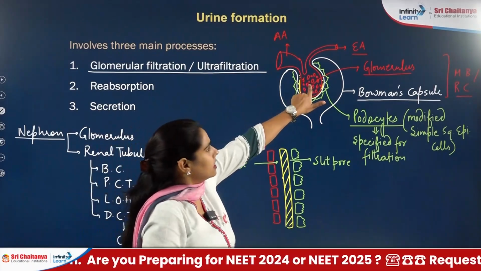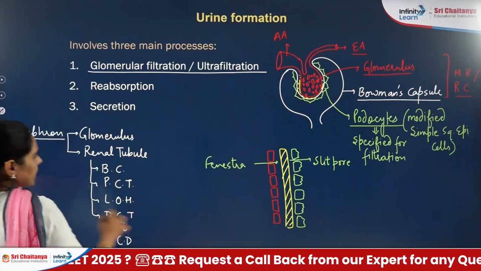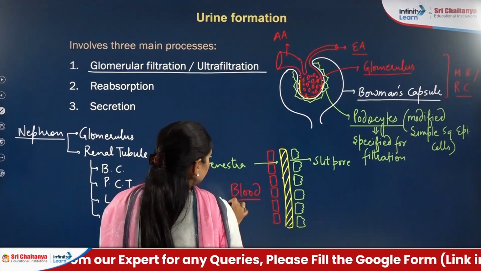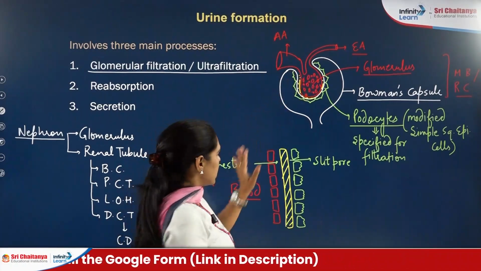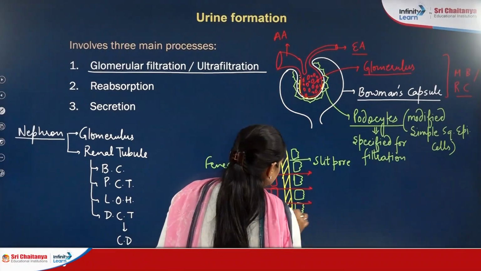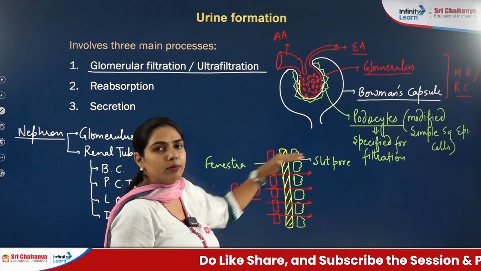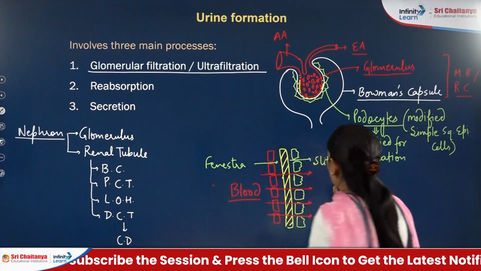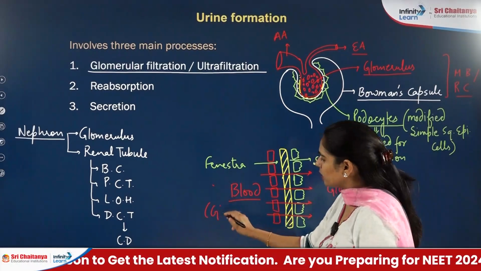So what is present here? In the blood capillaries, blood is present, in the glomerulus. This is the glomerulus. Then blood will be passed like this. It will be filtered like this, right? From the fenestra and slit pores, blood will be filtered like this, and then it will be called glomerular, because this blood is in the glomerulus.